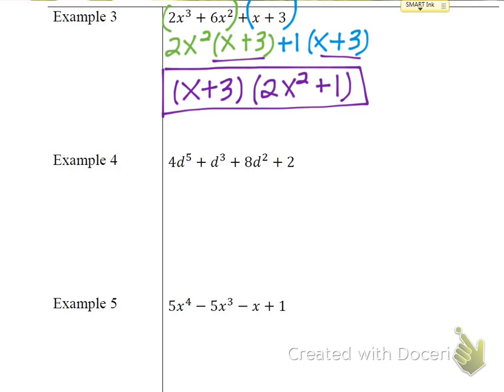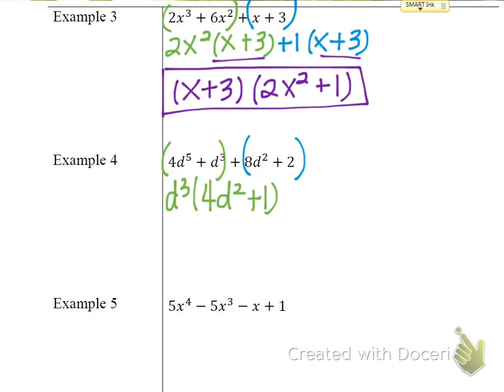So we have 4d to the 5th plus d to the 3rd plus 8d squared plus 2. Which 2 would I group first, guys? The first 2. And then I'm also going to later group the last 2. So what I want you all to do right now is factor out the GCF from each grouping. From the green grouping, 4d to the 5th plus d to the 3rd, what's the GCF? D to the 3rd. So then we would have 4d squared plus 1.